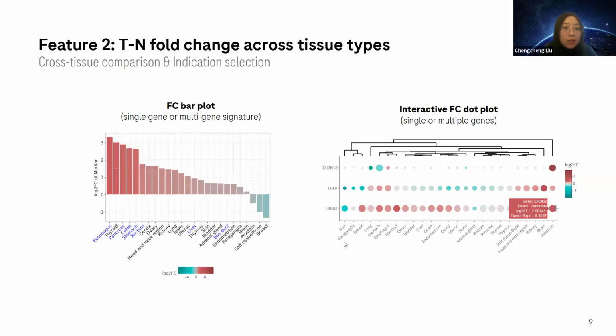And in addition, this tool can calculate tumor-to-normal fold change and provides a bar plot of fold change across all tissue types, and also a dot plot showing each gene in a row. It allows multiple gene inputs, the color represents the fold change, and the dot size represents the expression level. So this actually allows us to do a cross-tissue comparison and indication prioritization.